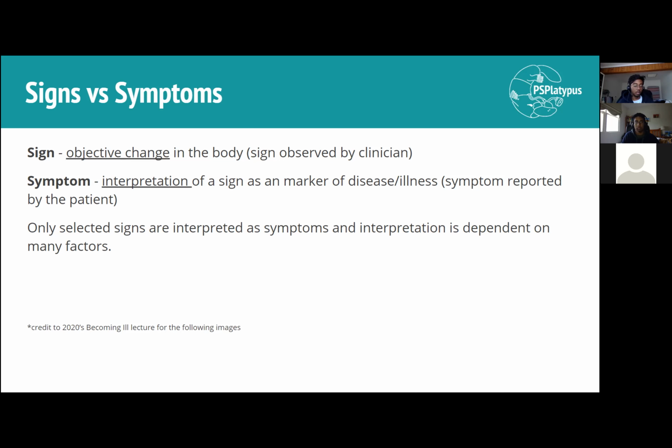There's a difference between signs and symptoms, which is important in this context. Symptoms are what the patient is going to come with or report, because that's an interpretation of a change in the body that they understand as a marker of disease. A sign is what the clinician really needs for raw data. That's an objective change in the body measured through clinical exams. But symptoms are what the patient comes in with a complaint of, since they understand it as something that's not good.